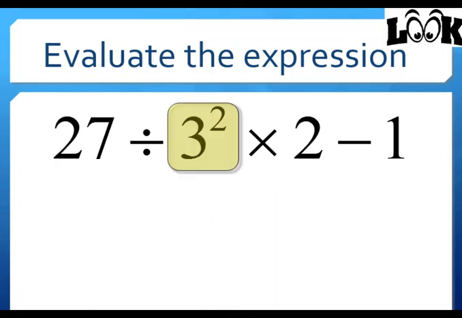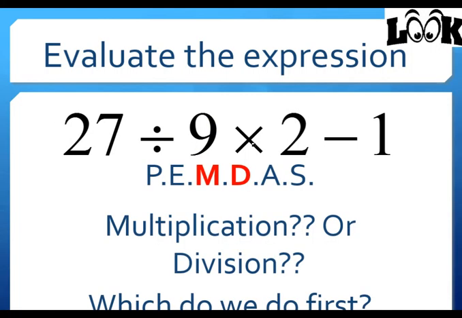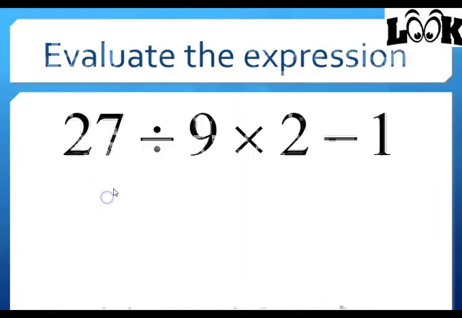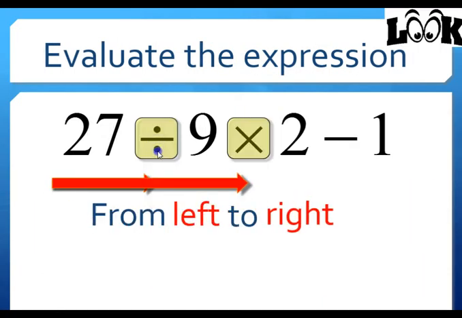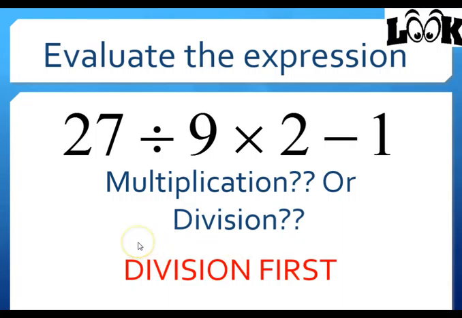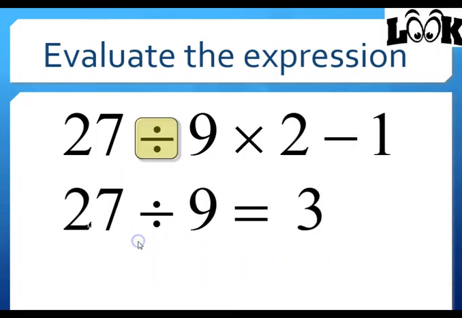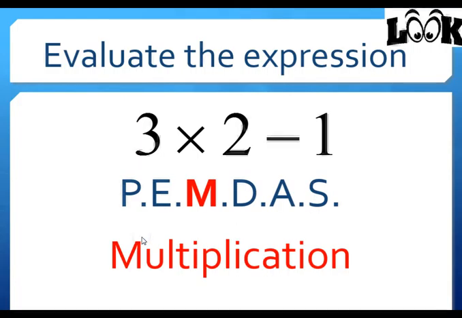It's right there. So 3 squared, I got to think of what 3 times 3 is, and that gives me 9. So I can replace that with 9. Next, multiplication or division. Well, I first see, remember, left to right. The first thing I see is the division bar, and then I see a multiplication bar. So that means I'm going to divide first. So 27 divided by 9, that gives me my 3. And then I can multiply that 3 times 2 to give me 6.